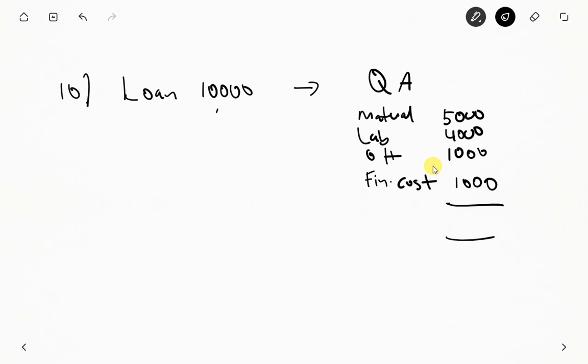And if I earn some interest from this 10,000, let's put here, income earned is 400. So I just capitalize finance cost of only 600. It's 1,000 minus 400. We capitalize the net, because it's specifically borrowed to finance this asset. We capitalize the net. Okay.